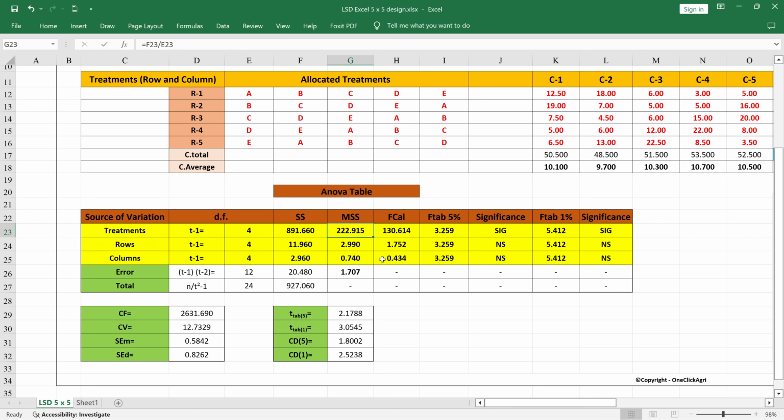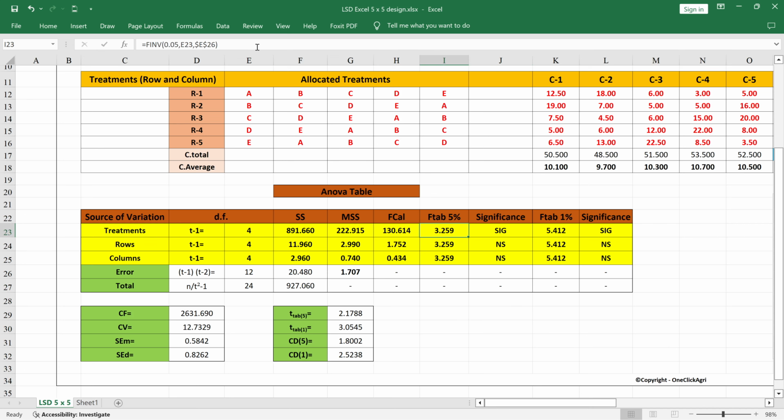F23 divided by E23. It means F23 is F, and this is 23. Means sum of square for treatment divided by E23. That is degrees of freedom. It's very simple, mean sum of square. Okay, just you can take this value divided by this value. You will get this value. It's very simple. Then F calculated, you can consider this is the F calculated with the help of error mean sum of square and treatment sum of square. Okay, you will get F calculated.